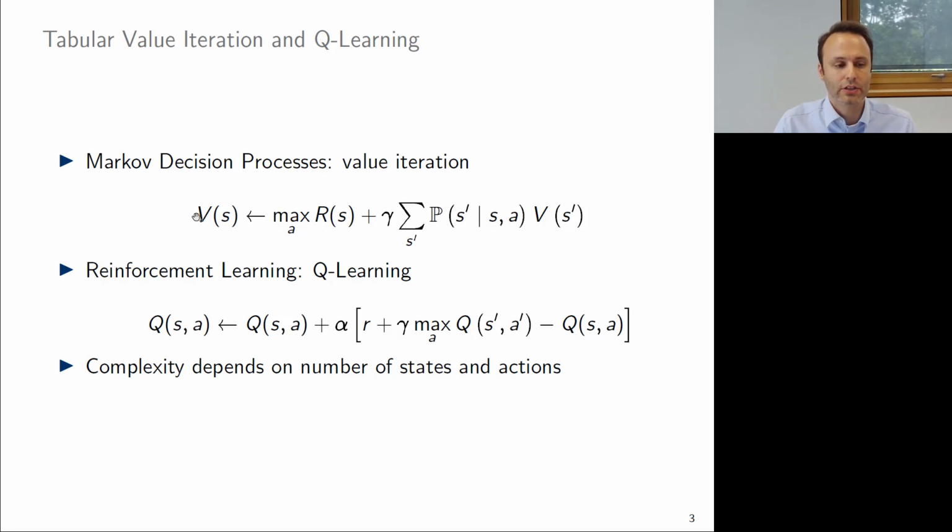So the value function is just the maximum of those state-action pair Q functions, and so this is a function of the states only. The Q function is a function of states and actions, and if we have many states and many actions, this becomes really a tough problem to put everything in a table. So tabular value iteration and Q-learning is becoming really complex.